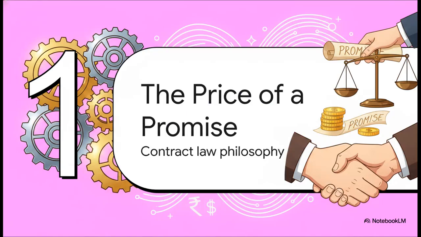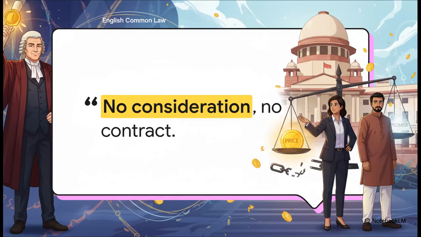Section 1, the price of a promise, which is really the foundational philosophy of contract law. No consideration, no contract. It's a bold common law rule, right? Originating in English common law, the core principle is actually incredibly simple. A promise without any real legal value given in return is, generally speaking, just a gratuitous promise. Sure, it's a very nice gesture, but legally, totally unenforceable.